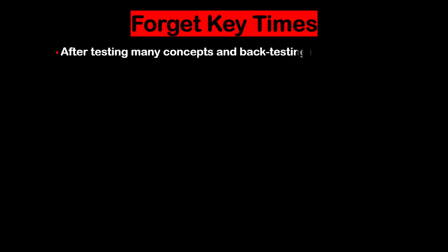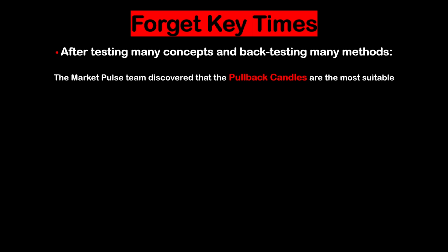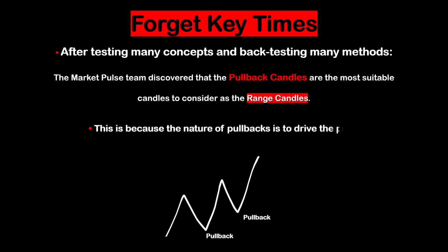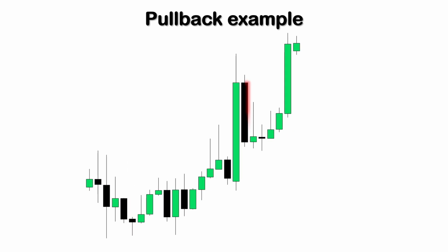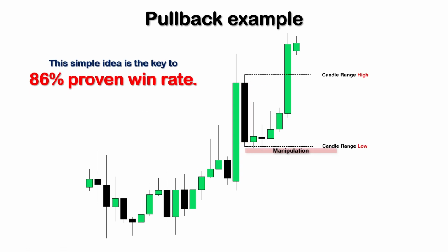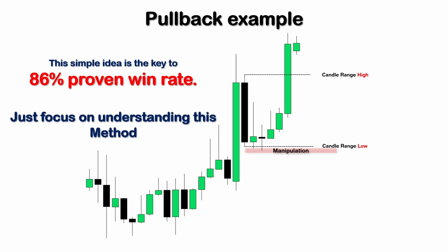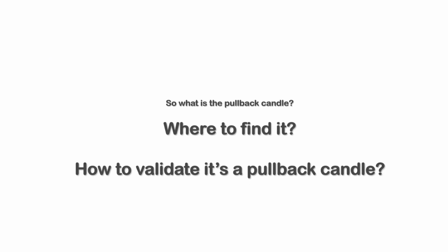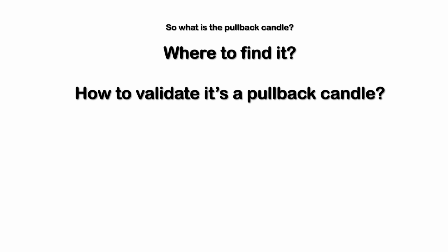After testing many concepts and backtesting many methods, the Market Pulse team discovered that the pullback candles are the most suitable candles to consider as the range candles. This is because the nature of pullbacks is to drive the price forward, helping the trend to continue. For example, this is a clear pullback candle, and it represents the CRT pattern we're looking for. This simple idea is the key to becoming a profitable trader, so just focus on understanding this simple method. So what is the pullback candle? Where to find it and how to validate it's a pullback candle? To fully understand this concept, we need to cover the market structure.